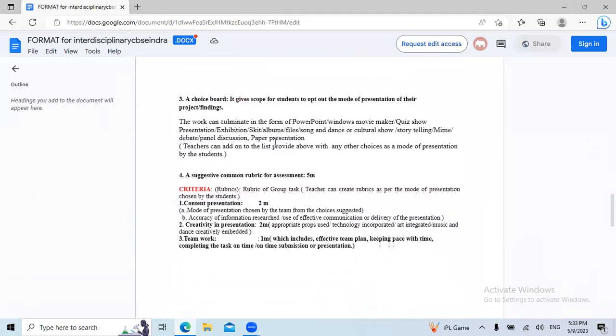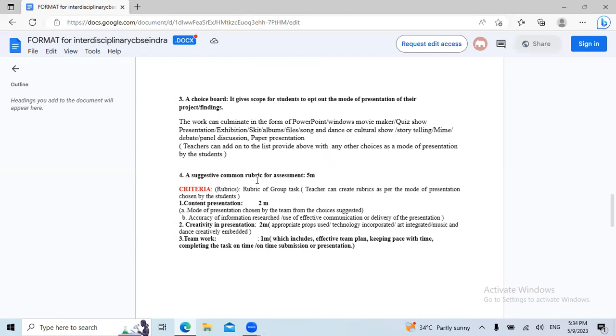Now, if you will see, the third point is given as a choice board. It gives scope for the students to opt for the mode of presentation of their project findings. The work can culminate in the form of PowerPoint, Windows Movie Maker, quiz show, presentation, exhibition, skit, albums, files, song and dance, or cultural show, storytelling, mime, debate, panel discussion, paper presentation. The teacher can add to the list provided above any other choices as a mode of presentation by the students.